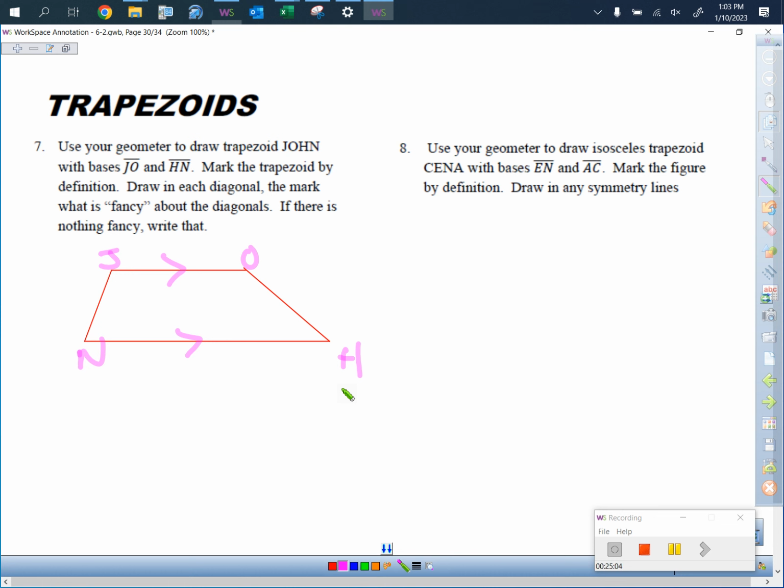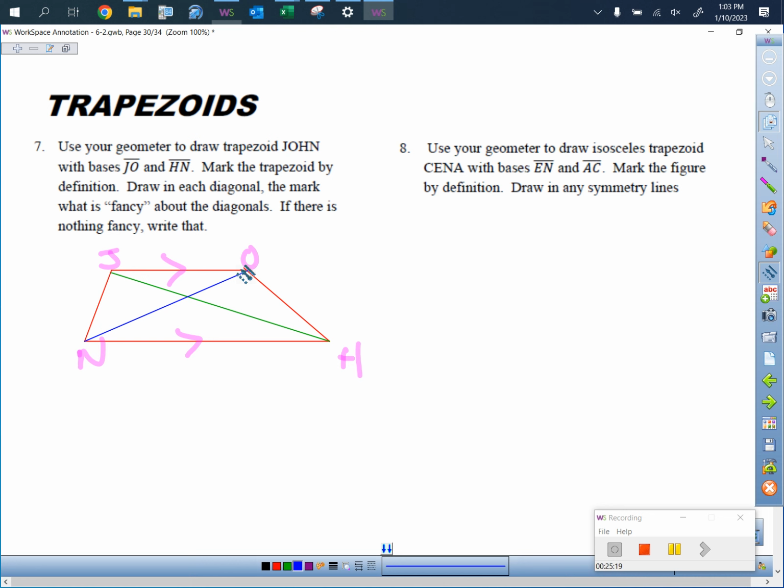So I marked it by its definition. Let's draw in each diagonal, because that's what it told me to do. Green one, blue one, and then just write in there or mark on there what's fancy about them. You're probably going to have to look that up for the first few days until you get a habit down. This is a trapezoid.